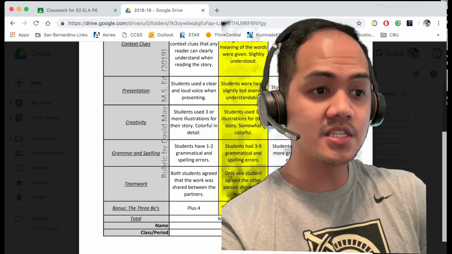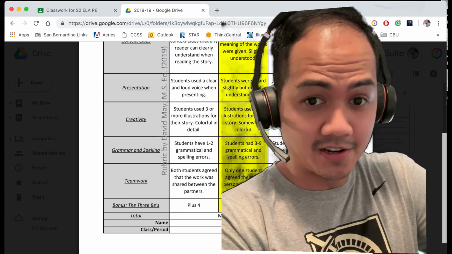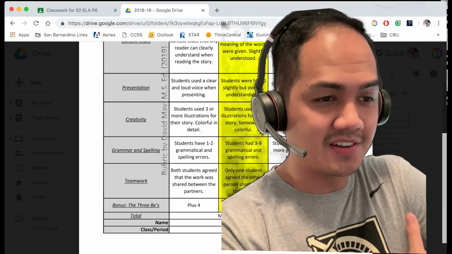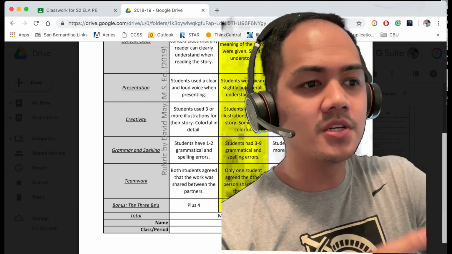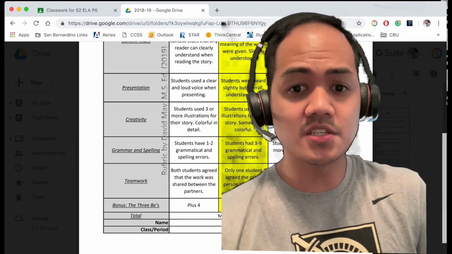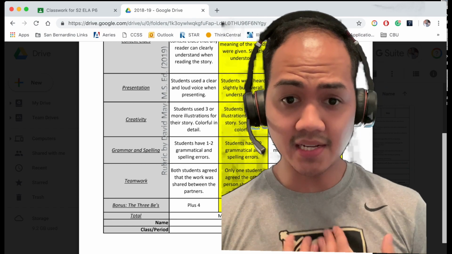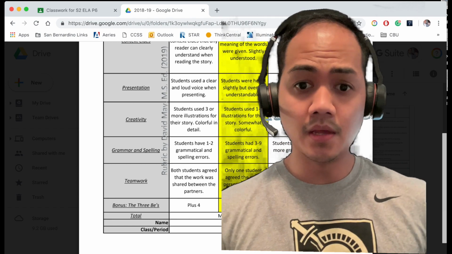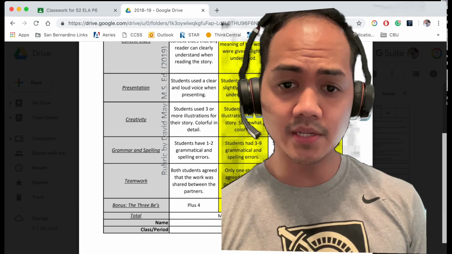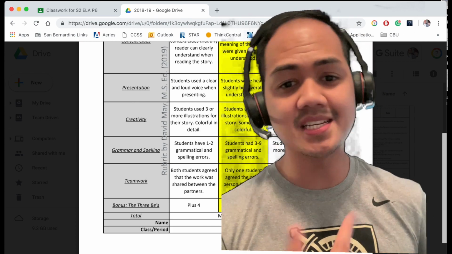Teamwork. Now, this is the part where it's going to be a little bit, I don't know, call it snitching. I'm just kidding. But both students agreed that the work was shared between the partners. So if I'm partner A, and I said partner B did their job, we both did it, we worked it out, storytelling, we used 10 words, boom, done, 16 points.